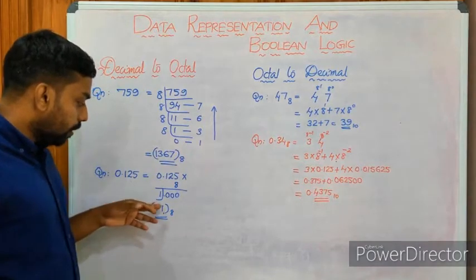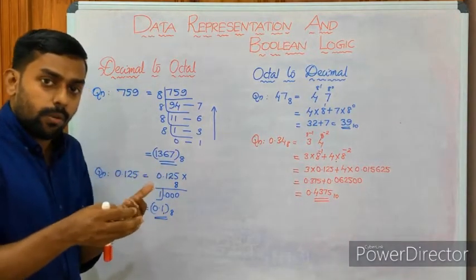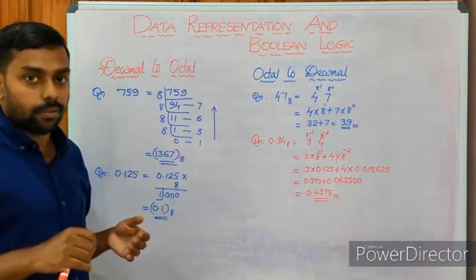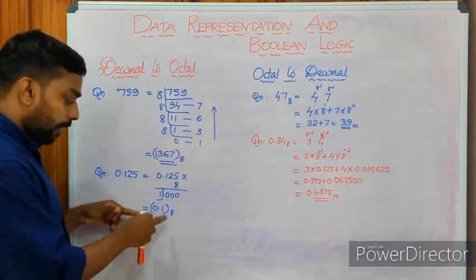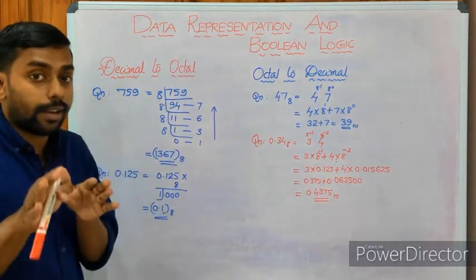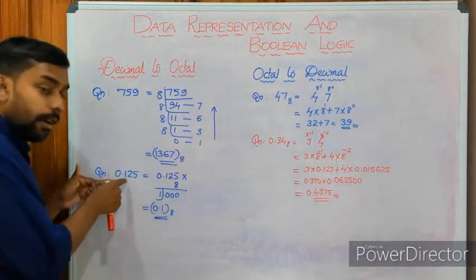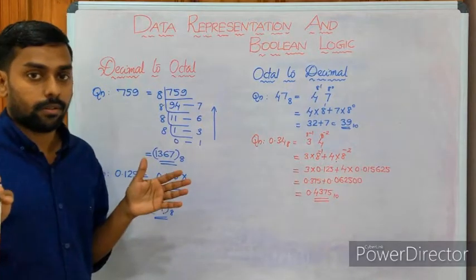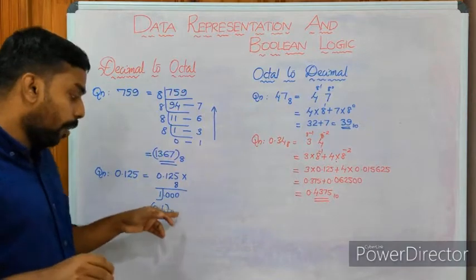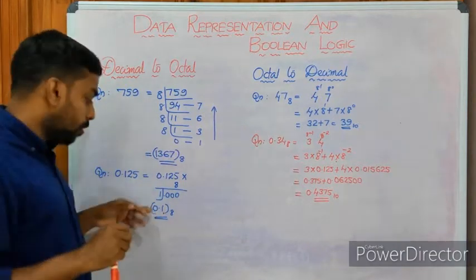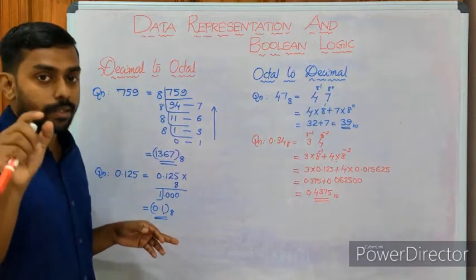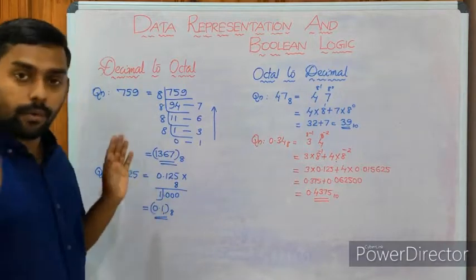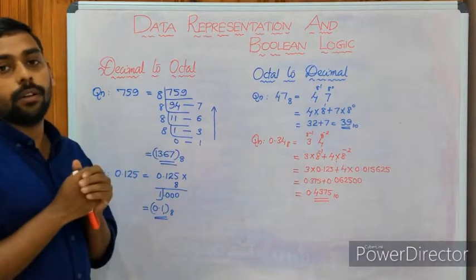If it doesn't come to 0 in your first multiplication, what to do? You have to proceed with the steps for at least 5 values. So here the answer is 0.1 base 8. Please do not write 1 base 8, because we are converting a decimal fraction, so the result must be an octal fraction. One more thing, don't write .1 base 8. You must have 0 just before the point, the decimal point or octal point. So it is 0.1 base 8. This is how we convert decimal to octal.